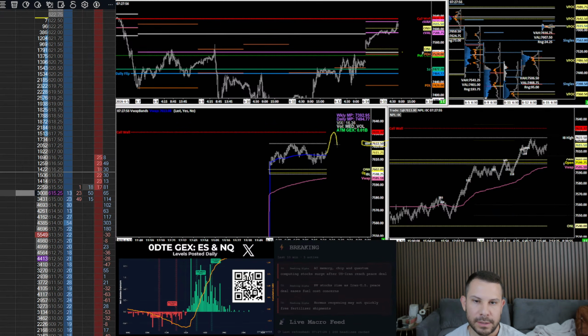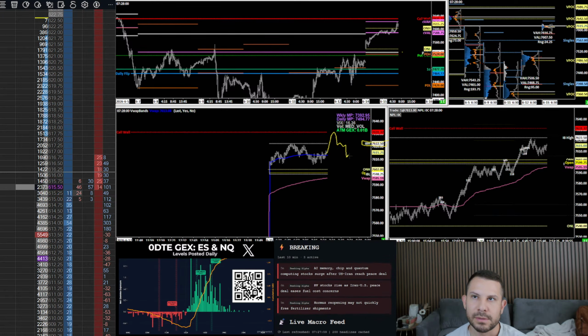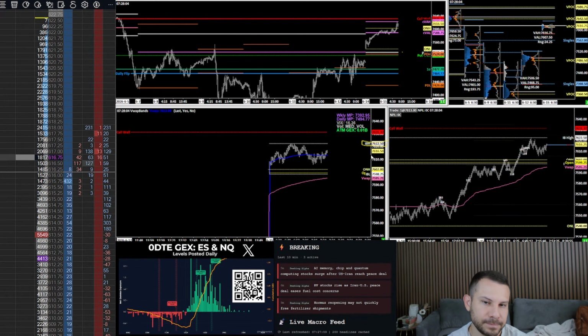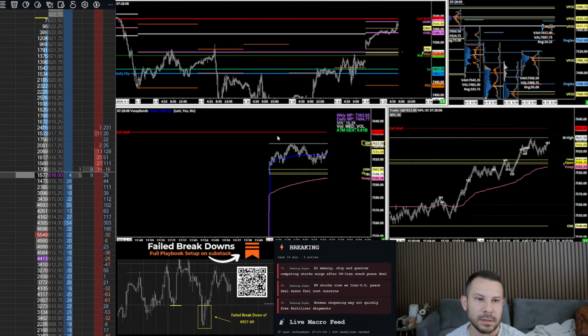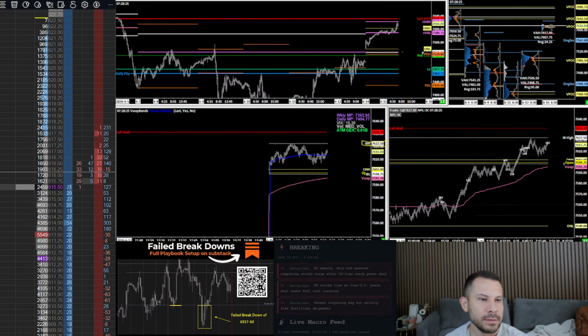Breakout, fail, come in, VWAP. It's like about 8 points. I'm not a fan of that. The volume is picking up here a little bit. Yeah, I'm not a fan of that either.